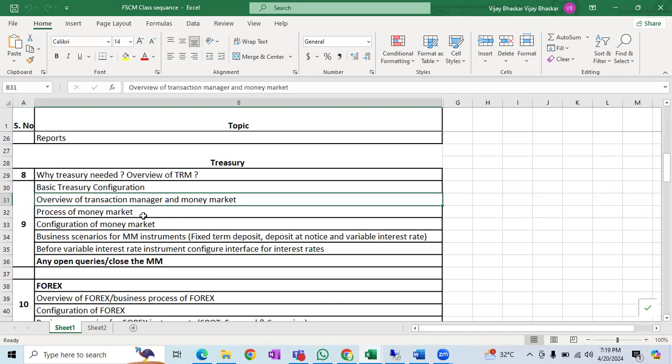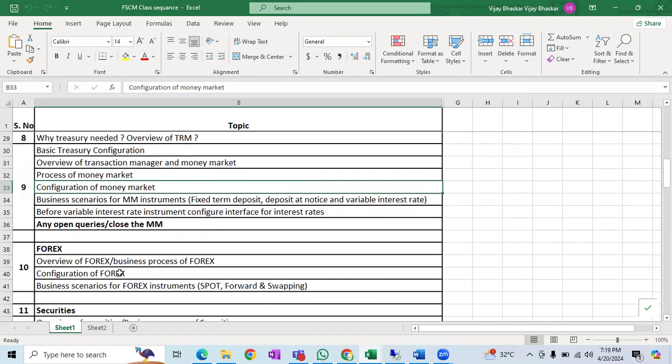the transaction manager and money market, then the process of the money market, then configuration of the money market, then business process in money market instruments. What are the instruments in money market: fixed term deposit, deposit at notice, and variable pay interest rates, facilities. So there are a number of instruments, and I will cover most of the instruments as part of money market.